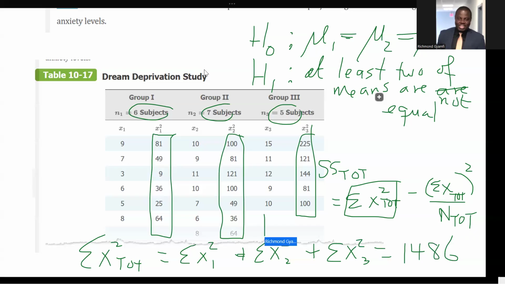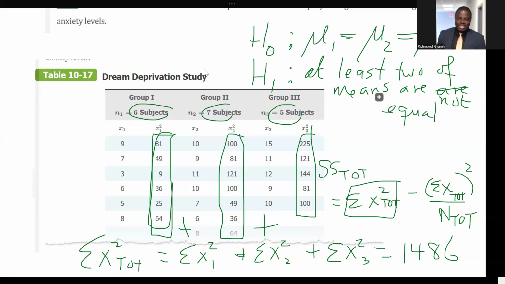So that is this plus that, and then plus that. And then you're adding all of these together as well. Now let's go to the summation of x total, and then after I put a square on it. So here I'm adding all the x's. So add all the x for group 1, add all the x for group 2, add all the x for group 3, add all of them together, and then see what you're going to get.